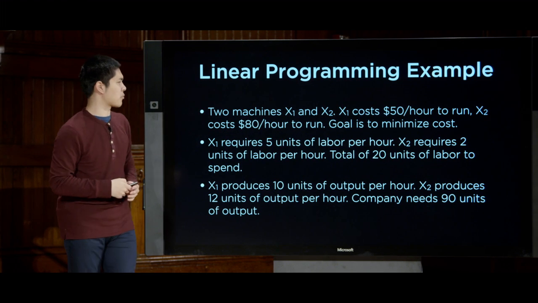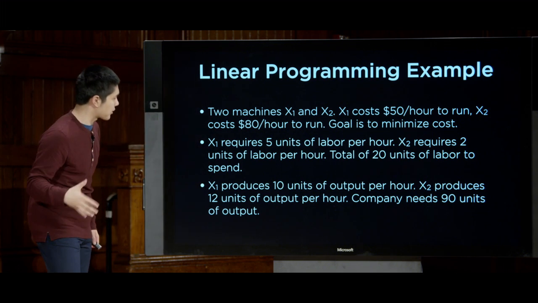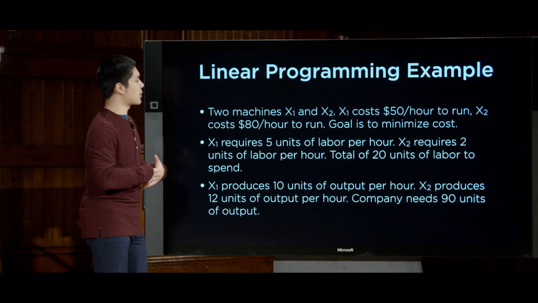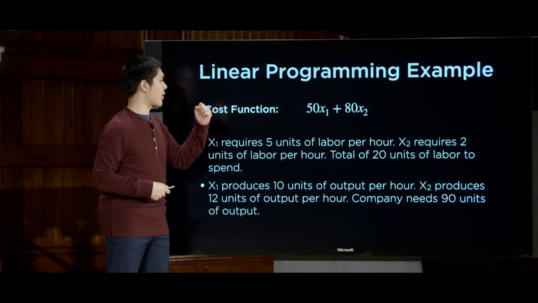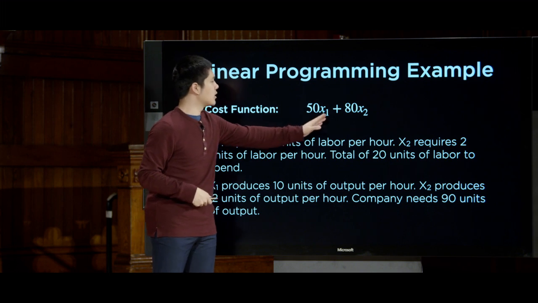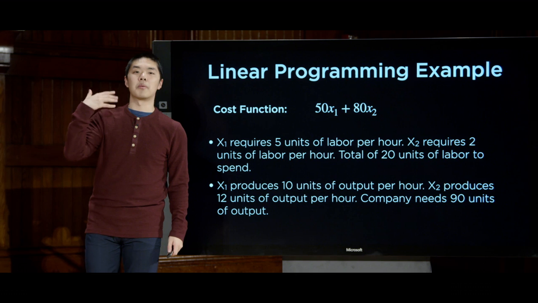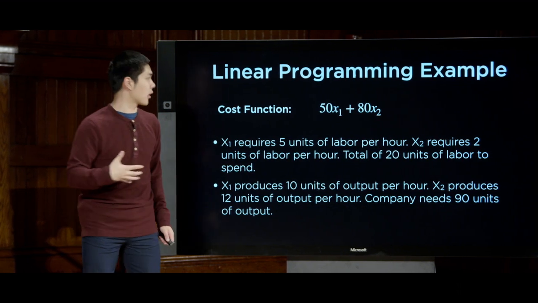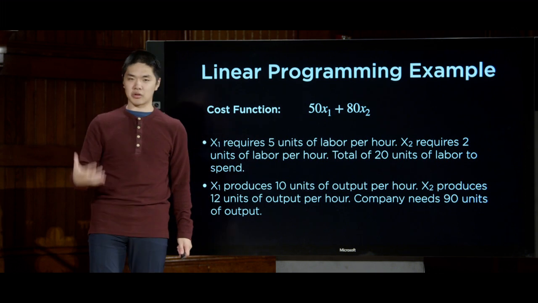So let's start with this first point. Two machines, x1 and x2. x1 costs $50 an hour, x2 costs $80 an hour. Here we can come up with an objective function that might look like this. This is our cost function, rather: 50 times x1 plus 80 times x2, where x1 is going to be a variable representing how many hours we run machine x1 for. x2 is going to be a variable representing how many hours we are running machine x2 for.